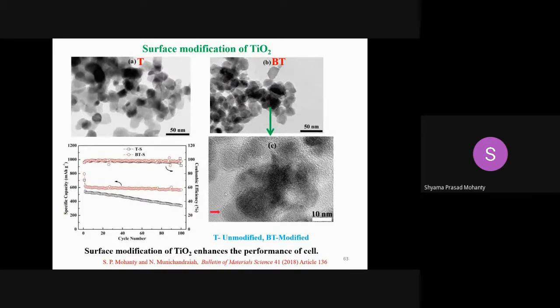So if you compare these titanium dioxide particles with sulfur to this BT, we have done this BT because the color of titanium dioxide is white. When we reduced it, it turned to black, so black TiO2. So BTS is having better cyclic stability and higher coulombic efficiency as compared to the titanium dioxide particles.